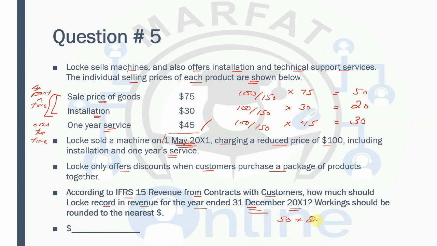We can record 20 because installation will be done. But we cannot record the full 30. We will be doing it by months divided by 12. So from May to December, these are 8 months. So 30 into 8 divided by 12 is 20. So 50 plus 20 plus 20, that means 90 should be recorded in the revenue.